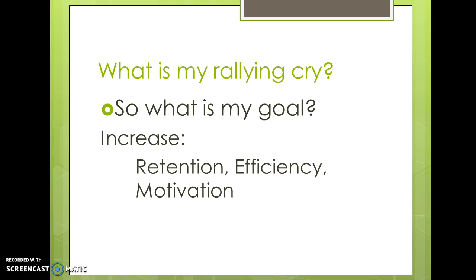So what is my goal? We talked about a rallying cry. For me, my goal is this: retention, efficiency, and motivation. And if I can accomplish those three things, and if I can improve those three things within my classroom, then I think that would make a world of difference.